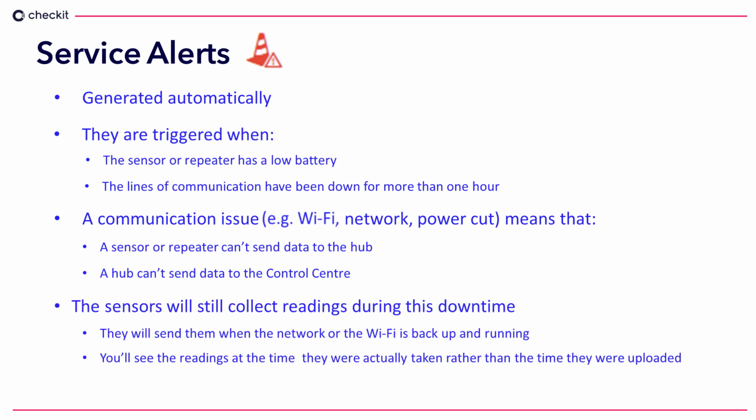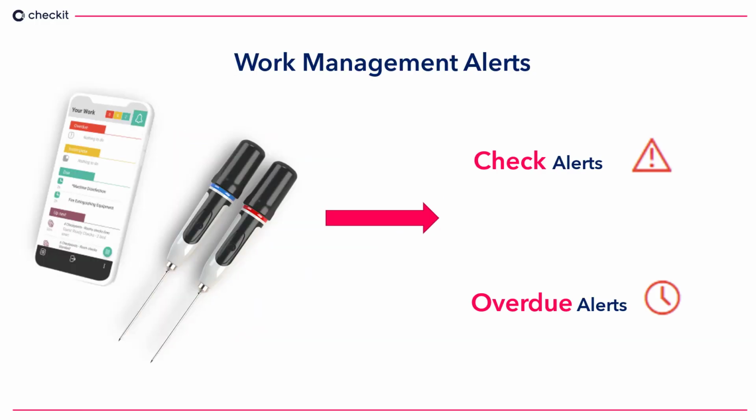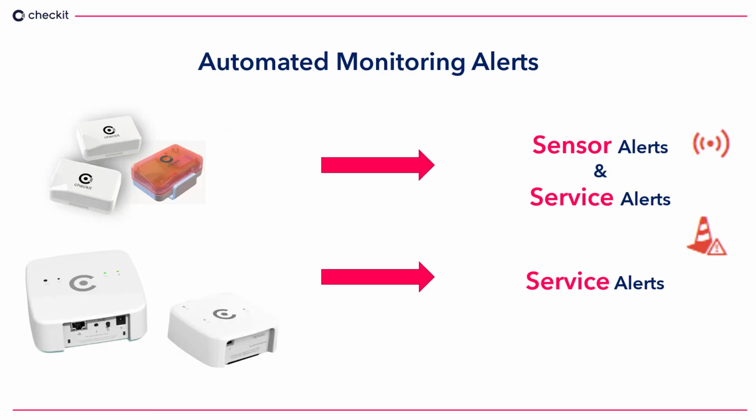During this downtime, the sensors will still collect temperature readings, and they'll be uploaded when the lines of communication are open again. When you look at the temperature reports, you'll see the actual time that the temperatures were taken rather than the time that they were uploaded. So to recap, work management will generate check and overdue alerts, and automated monitoring will generate sensor and service alerts.